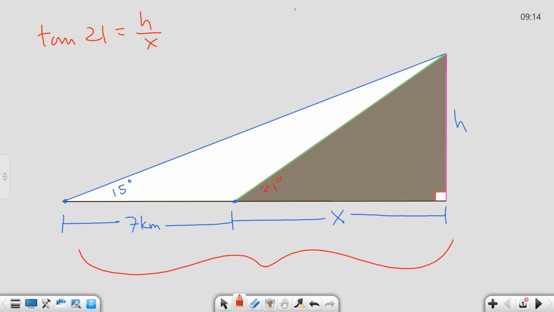How long is that? x plus 7k, meaning x kilometers plus 7 kilometers.